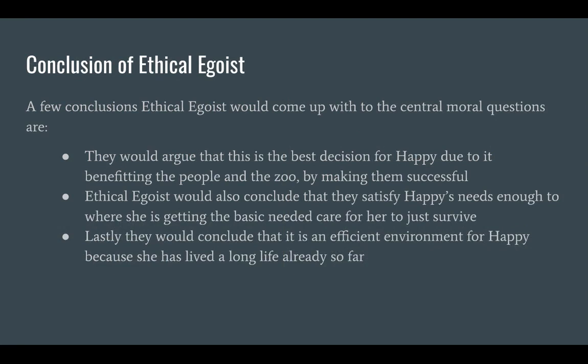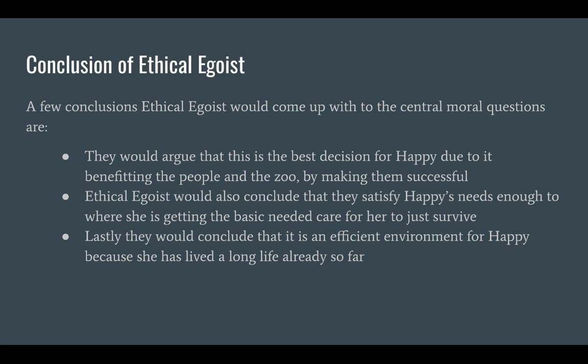A few conclusions that I think they would come up with to the central moral questions that I came up with are: I think ethical egoists would argue that this is the best decision for Happy due to thinking it benefits the people and the zoo by making them more successful. I think they'd also conclude that they satisfy Happy's needs enough to where she's getting the best basic needed care for her to just survive.